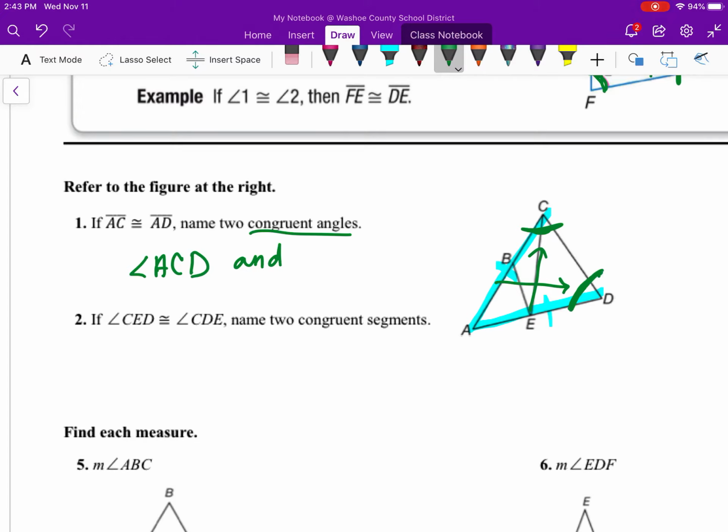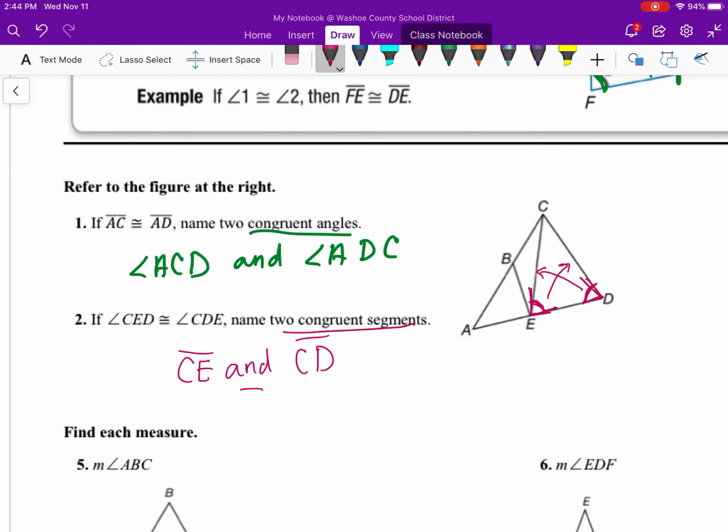It says if CED, so CED is here, this angle, is congruent to CDE, this one right here, name two congruent segments. So this one's the opposite. If the two angles are congruent, then their opposite sides are congruent. So here I would say that CE is congruent to CD.